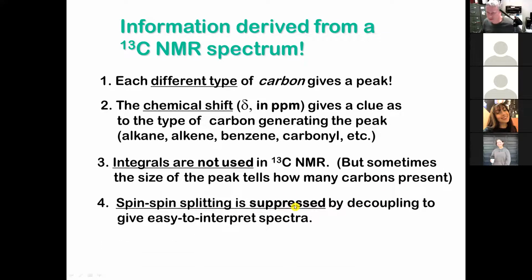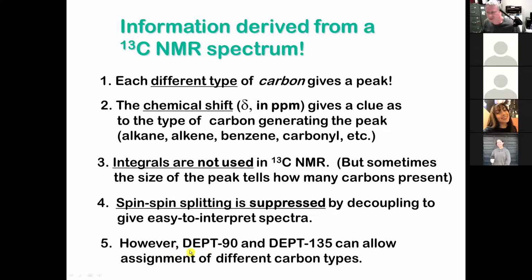Splitting is suppressed. We suppress it by decoupling to give an easy to interpret spectrum. But splitting, if you had it, might tell you, oh, you have a CH2, you have a CH3, right? But we use a different technique. If we really need to figure out whether it is a CH2, a CH3, or a CH, we don't do spin-spin splitting, we do DEPT. So DEPT would give you that information. Super cool.